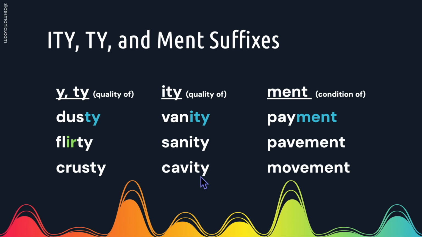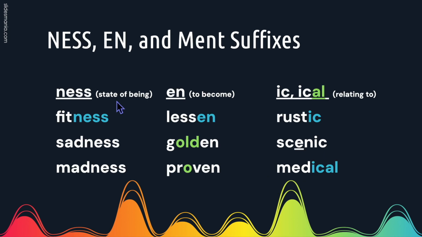Sanity. Cavity. Ment means the condition of. So a payment is something that has the condition of paying somebody. Pavement, movement. The suffix ness means state of being. So a person that has good fitness has the state of being fit. Sadness means the state of being sad, and madness means the state of being mad.